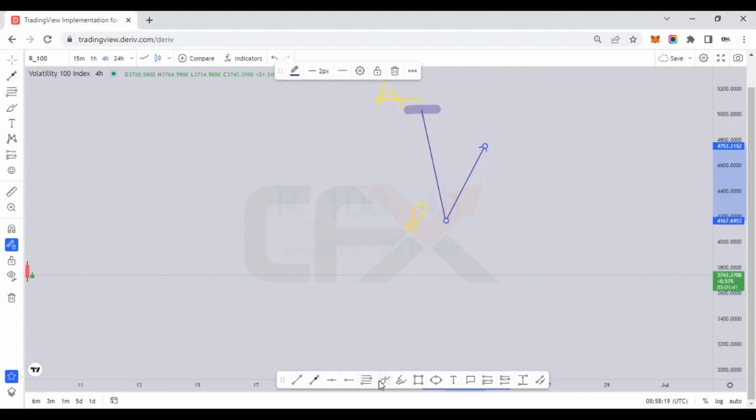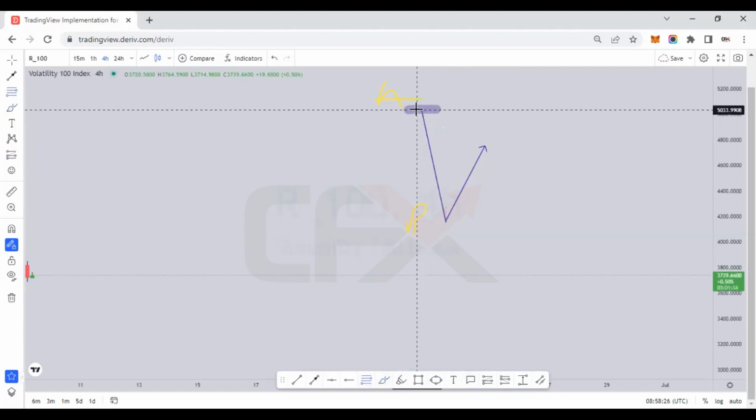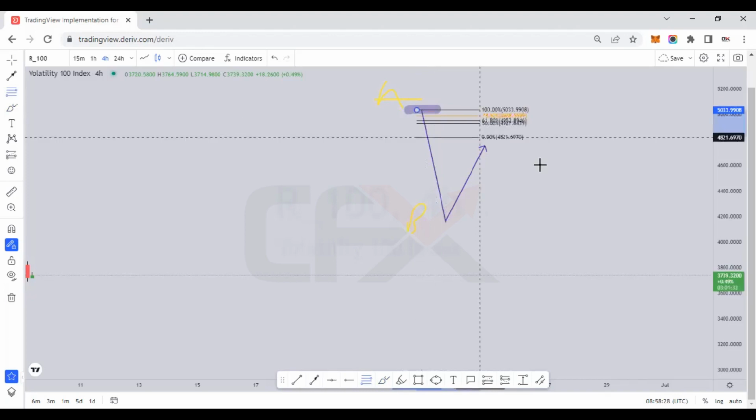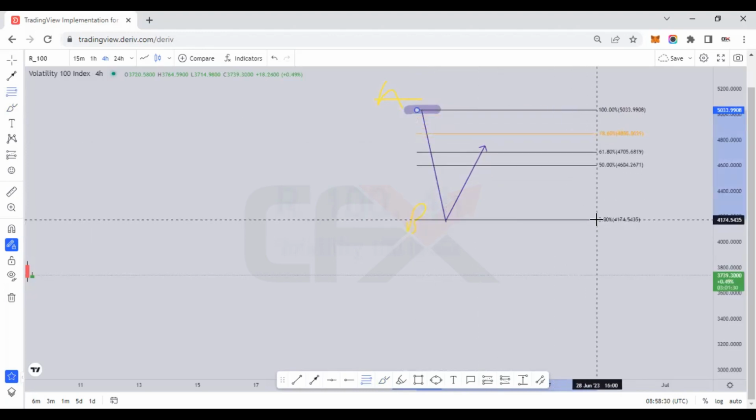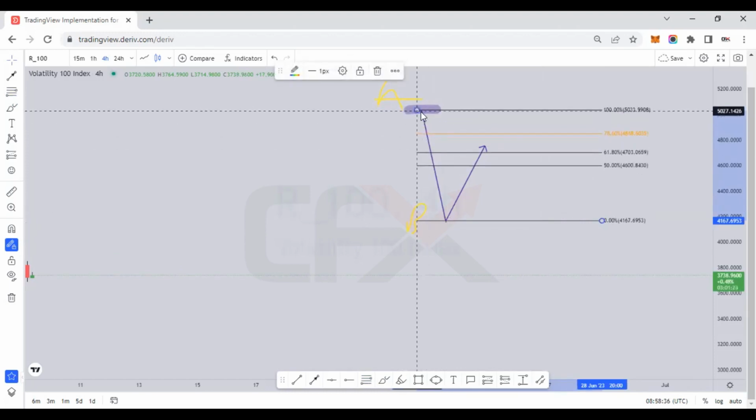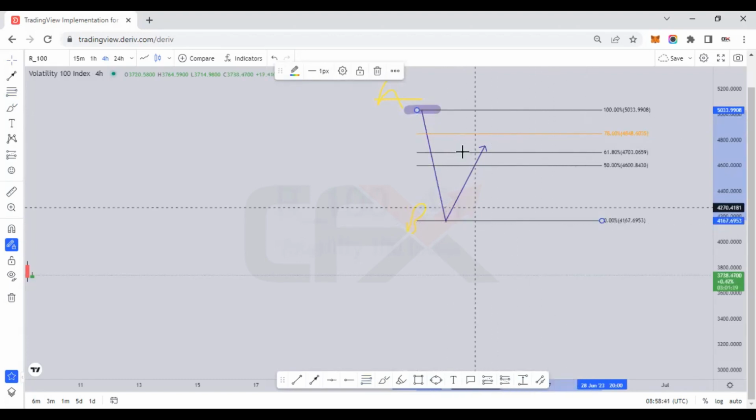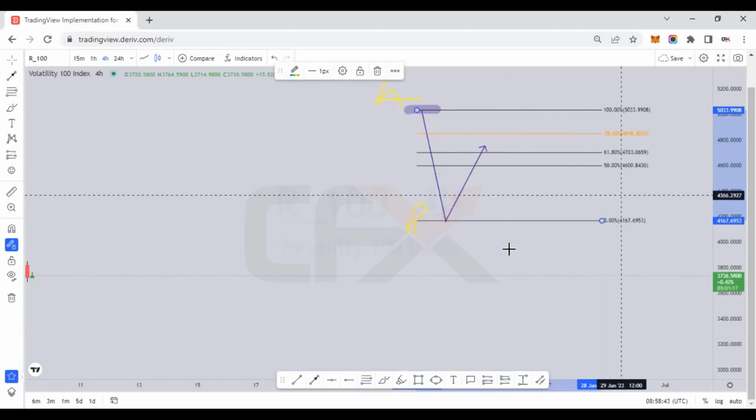Now, for you to draw the Fibonacci, you always start from point A to point B. So you take your Fibonacci, you start drawing from point A and extend it all the way down to point B. So you are always going to have two clicks. You start from point A, you click once, you extend the mouse all the way to point B, you click again. Then you see the Fibonacci drawing here.